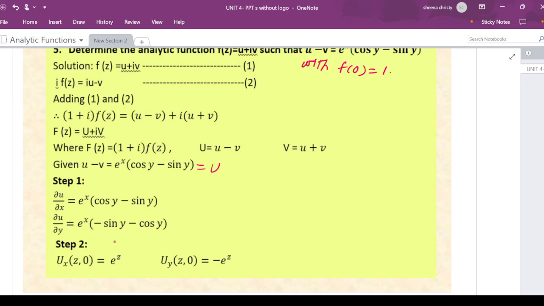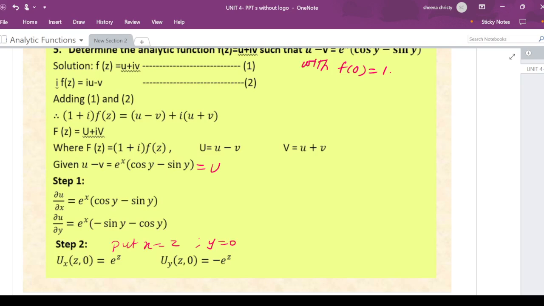Now you have to consider x equal to z and y equal to 0. So taking x equal to z and y equal to 0, you will get Ux(z, 0): put y equal to 0, cos 0 is 1, sin 0 is 0, so e^z, putting x equal to z. Likewise here, sin 0 gives 0, therefore Uy(z, 0) is minus e^z into 1.